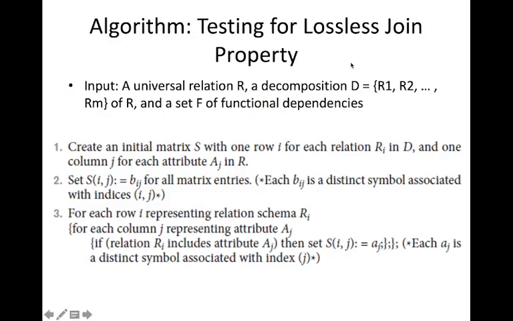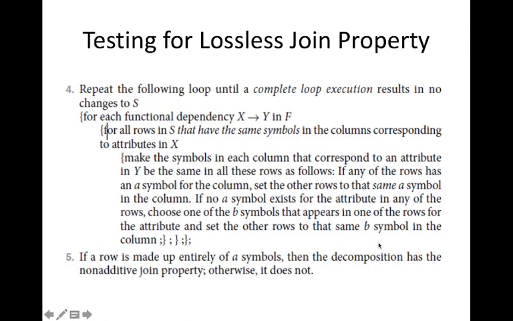Now we will come back to the algorithm. I hope you have understood till here. You have made these A values. After that, what do you have to do? We take each functional dependency X to Y. If we have the same symbols in X, make the symbols in each column that correspond to the attributes in Y be the same in all these rows, as follows. We have to make the Y symbols the same.